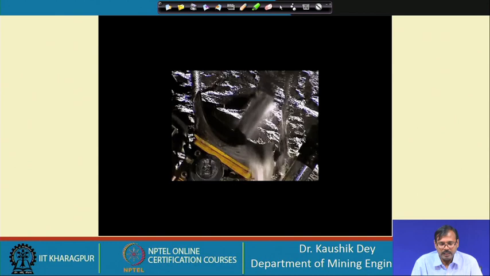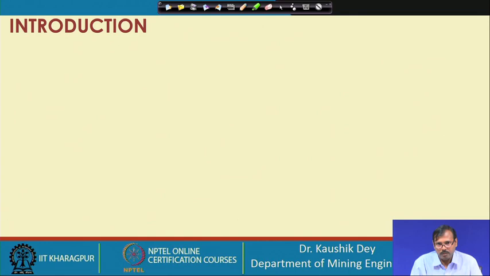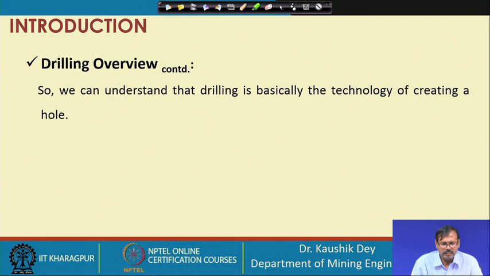Several uses are there. We are carrying out drilling for excavating the rock by creating a space for placing the explosive. Drilling, we are carrying out for tapping water. Drilling, we are carrying out for supporting structures. Like that, we are carrying out drilling in different ways in different places. And let us see where our technology is nowadays going.